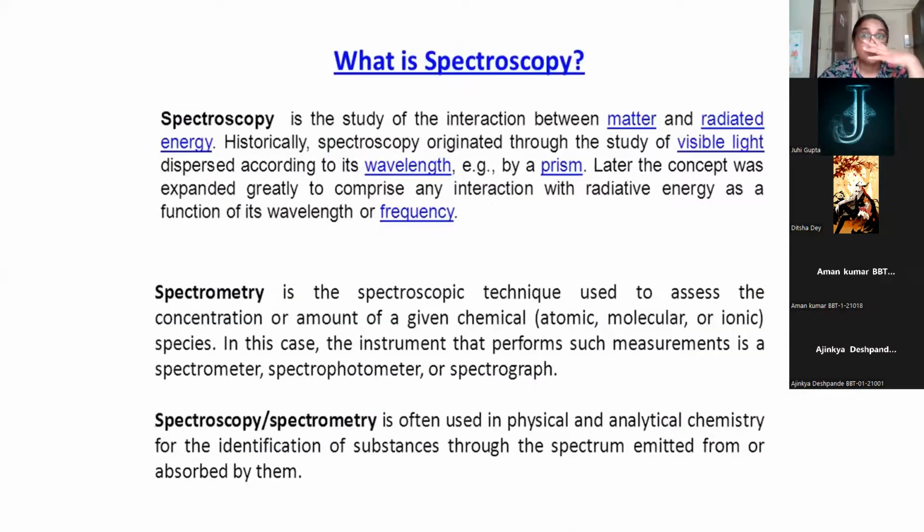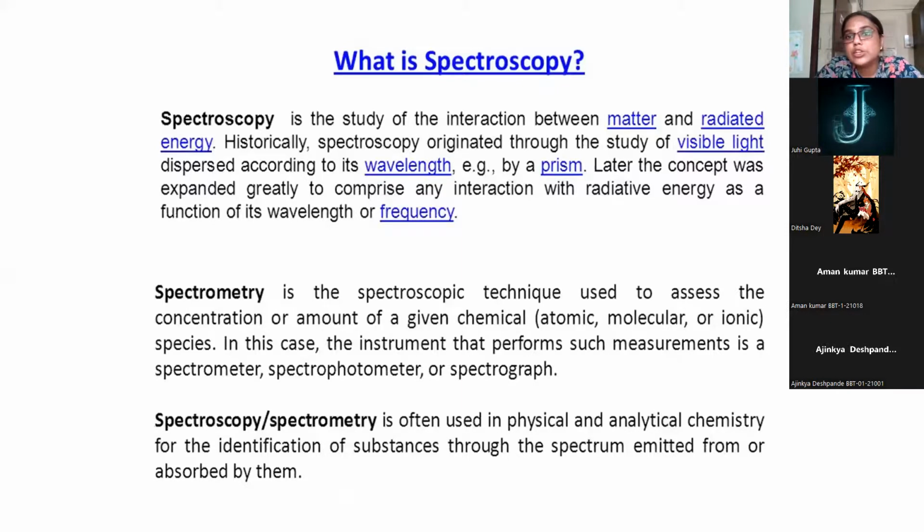Okay, let us now move to some other slides here. So what is basically spectrophotometry or spectroscopy? It's the study of the interaction between matter and radiated energy. As I told you, light is a form of energy. So whatever light is falling, basically energy is falling on that particular material.